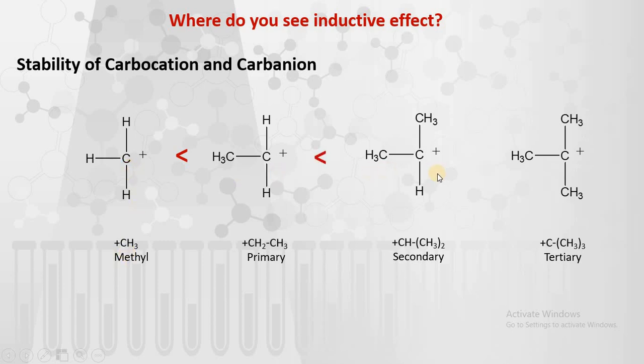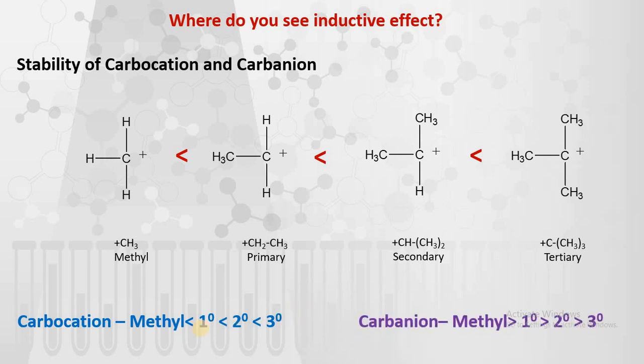Then this is more as compared to secondary, and this tertiary carbocation is more stable as compared to the secondary carbocation. So this is the stability order of carbocation, that is, tertiary carbocation is more stable as compared to secondary, as compared to primary, and as compared to methyl carbocation.